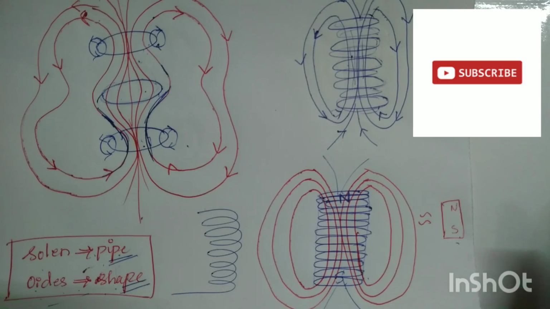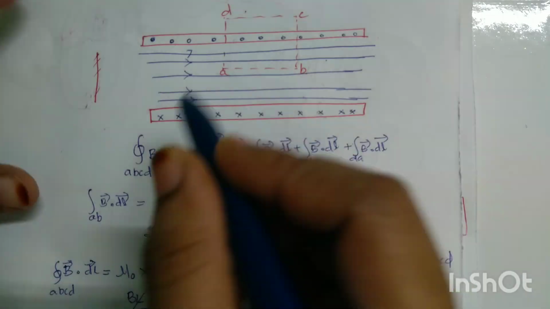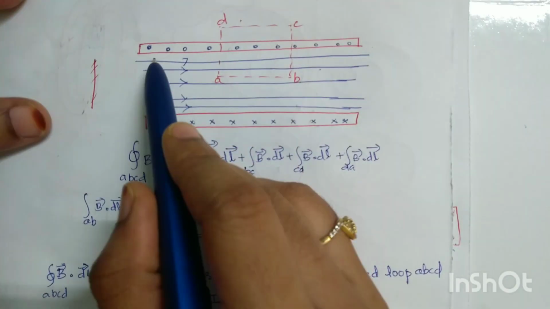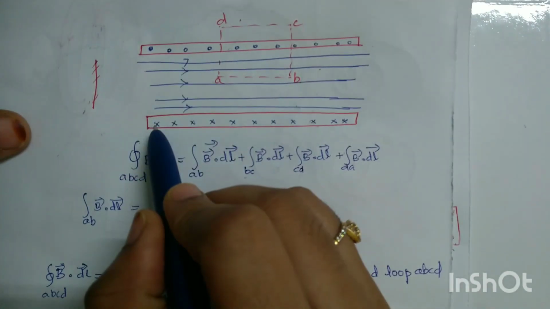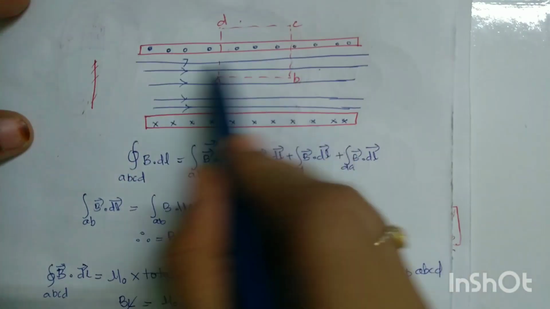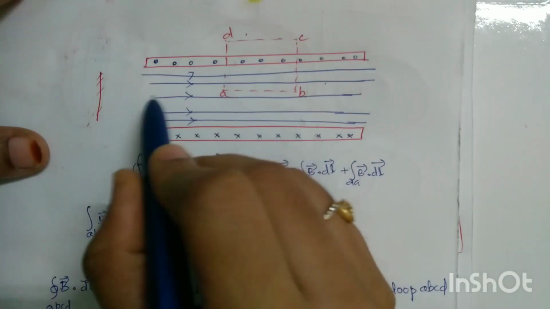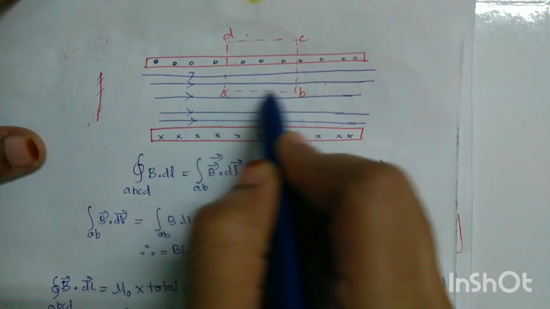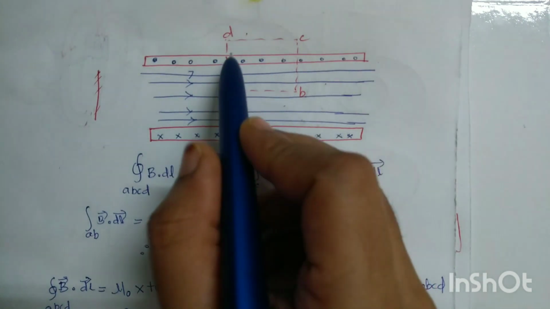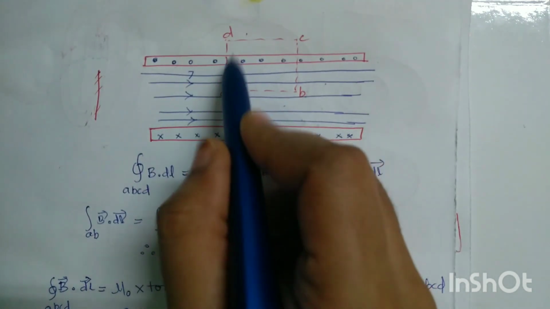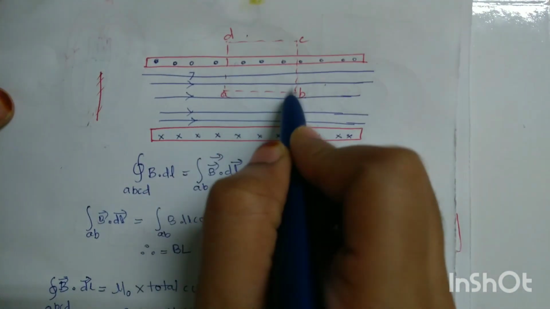Now in a solenoid, suppose this is the cross section of the solenoid. These are the magnetic field lines coming out of the paper, and these are moving into the paper. We know that inside the solenoid, the magnetic field lines are parallel to each other. Let us consider an Amperian loop which is included in this solenoid. Let us consider the rectangular Amperian loop, that is ABCD.